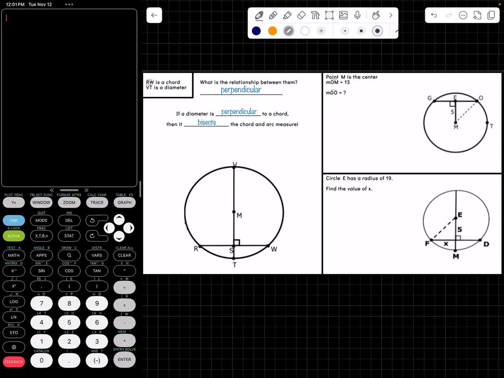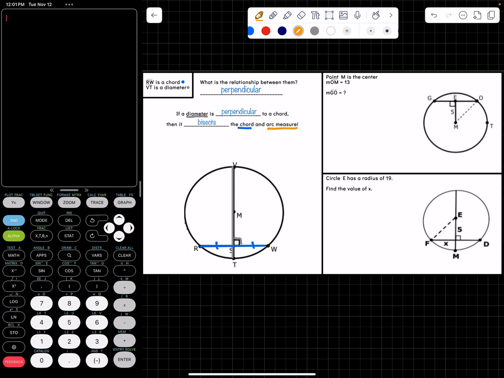Our next special property is that if a diameter is perpendicular to a chord, then it bisects the chord and the arc measure. We can see this, okay? VT is the diameter, so we've got VT as our diameter. We'll go on ahead and mark that. And we know that it is perpendicular to the chord. It is going to, according to this property, bisect our chord. So we've got RW that is going to be bisected, so cut in half, at that diameter at point S.